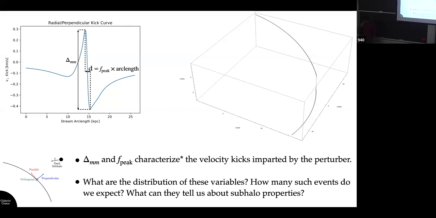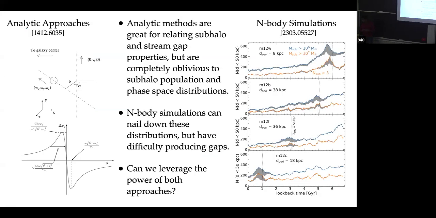Okay. So there are certain questions that we have. For example, what are the distributions of these two variables, delta M and f peak? How many such events do we expect? And in general, what can they tell us about subhalo properties? Because at the end of the day, being able to recognize that these interactions have occurred is great, but if they don't tell us anything about the underlying subhalo properties, it doesn't bring us any closer to addressing the dark matter microphysics.